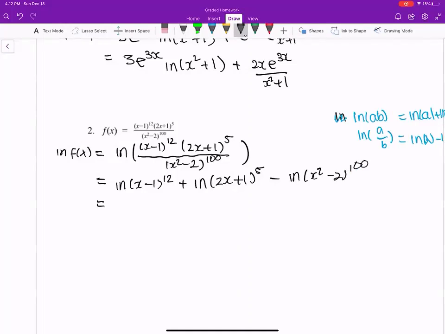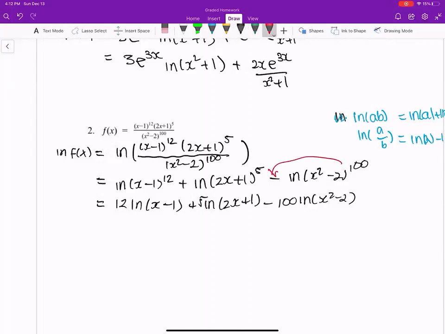Now we know our ln properties. You can bring the exponents down. You get 12 ln x minus 1 plus 5 ln 2x plus 1 minus 100 ln x squared minus 2. We just brought the terms down.